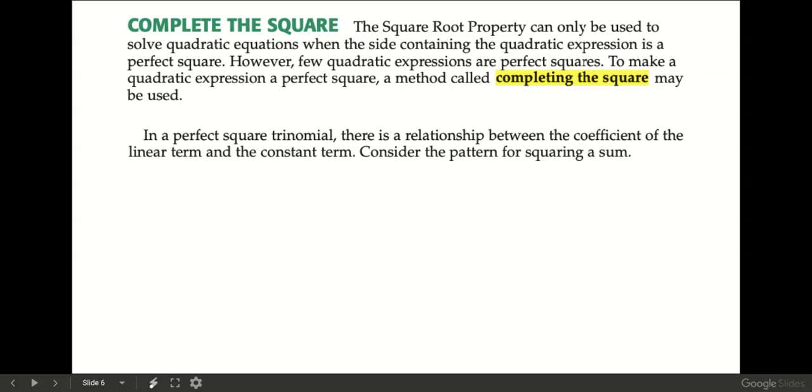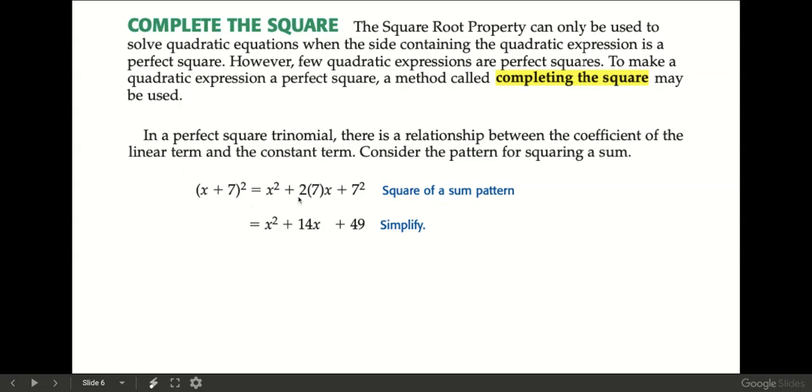So in a perfect square trinomial, there is a relationship between the coefficient of the linear term and the constant term. So let's consider the pattern for squaring a term. If I have x plus 7 squared, that's a perfect square there. And if I were to multiply it out using the FOIL method, I would get x squared plus 2 times 7x plus 7 squared. Simplifying, it would be x squared plus 14x plus 49, right? So this is a perfect square trinomial, and this is its perfect square there.